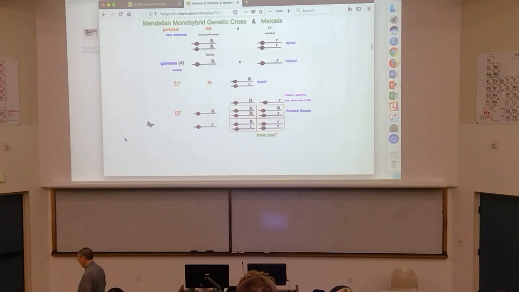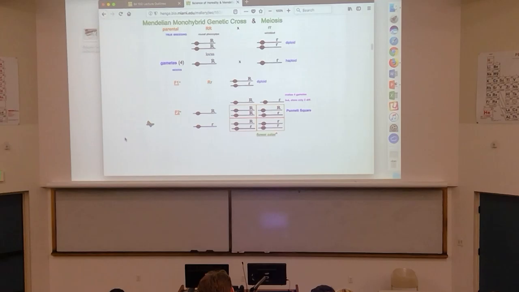We had finished last time looking at the classical monohybrid cross. I want to review a little bit, showing you the analogy between meiosis and Mendel's hypothesis of there being two factors in a parental organism, a diploid, which then segregate to form gametes, and the gametes recombine.